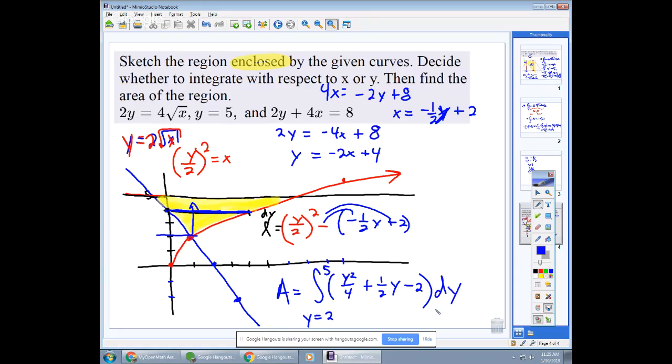So come up with an antiderivative, evaluate that, tell me what you get. The setup is the hardest part on these. And then we'll compare that to the other way.